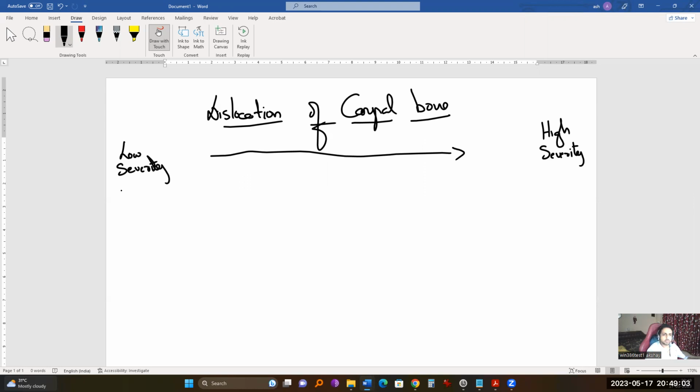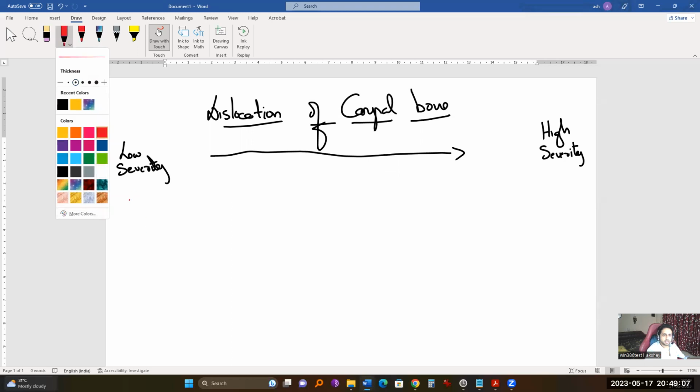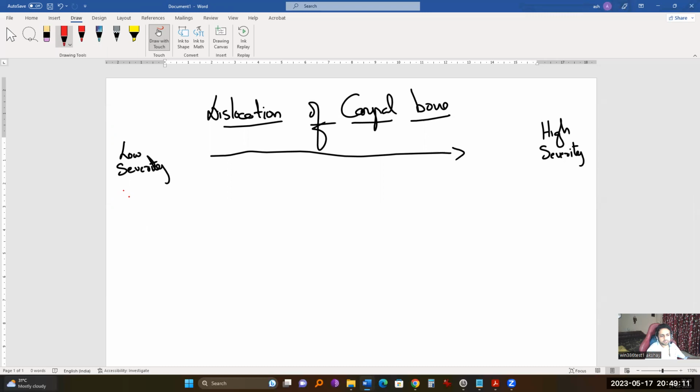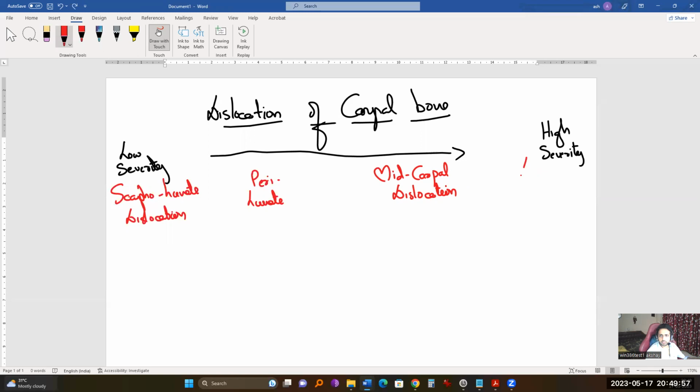There are four types of carpal bone fracture dislocation. The lowest severity is the scapholunate dislocation. Then comes the perilunate dislocation. Then next comes the midcarpal dislocation. And finally, the most severe type is the lunate dislocation.